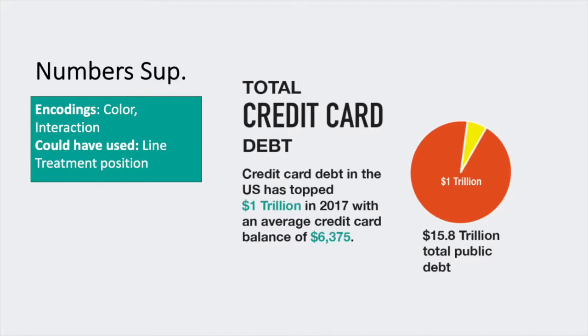I had also another supplemental numbers display where I used this little pie chart to show how much credit card spending fits in terms of the general public debt in the US. I used color and the interaction between the two to represent this relationship, but I could have also used a simple bar graph through line treatment and position as well in this case.